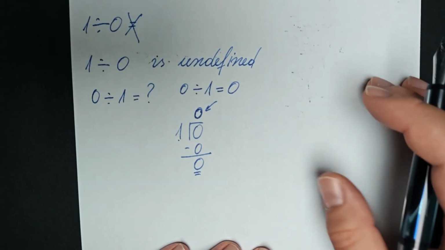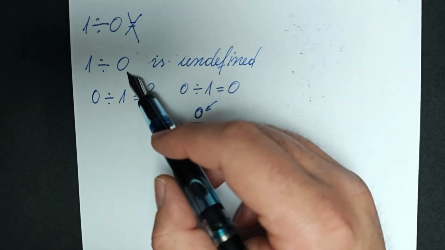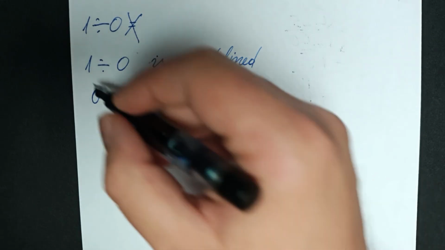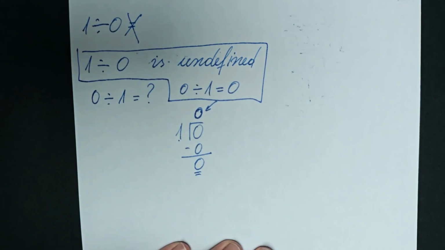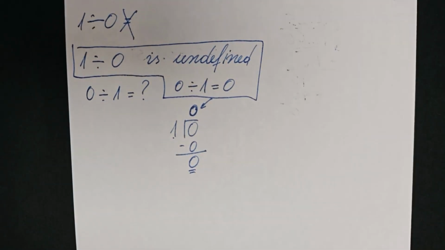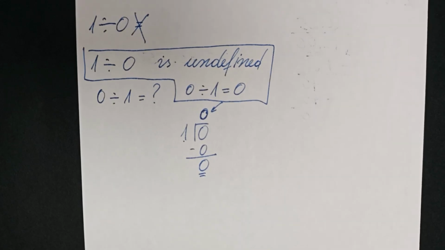So here is the difference. 1 divided by 0 is undefined, and 0 divided by 1 is equal to 0. You should definitely know the difference. There are also many more levels in which we can have a conversation of what is 1 divided by 0 and why that is undefined, but for third grade students, this is enough.